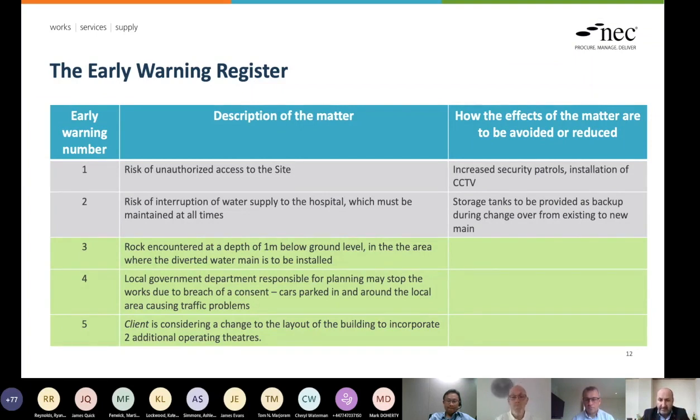We have the example on the screen there of an early warning register, and this contains the columns that the contract requires: a description of the matter and how the effects of the matter are to be avoided or reduced. That's all the contract says the early warning register needs to contain. Some clients and organizations may add additional columns around who's doing the mitigation, maybe around a predicted value or probability, as a way of trying to work out which issues are more important than others, which can be beneficial.